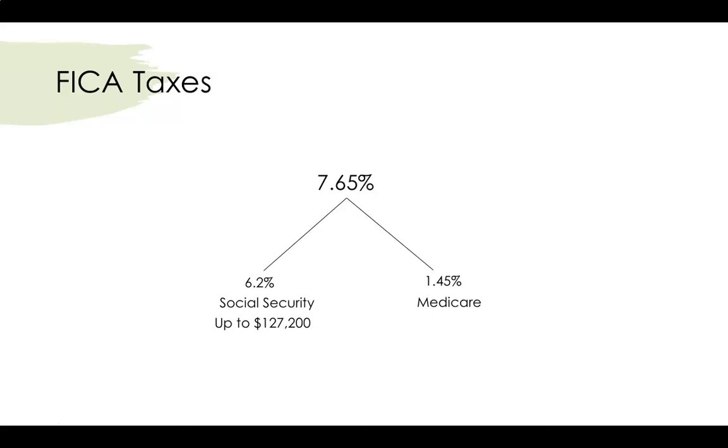Medicare, on the other hand, that 1.45% has no limit. So you could make $5 billion in a year, and every single dollar is going to be taxed, that 1.45% for Medicare. So your FICA tax rate below $127,200 in a year is 7.65%. Anything above that is just for the Medicare, it's just 1.45%.